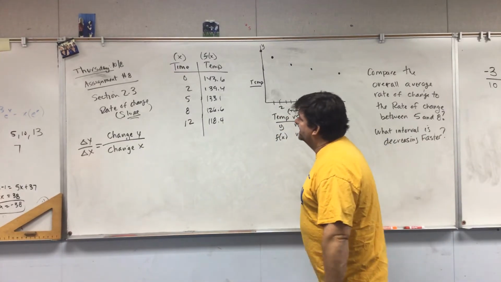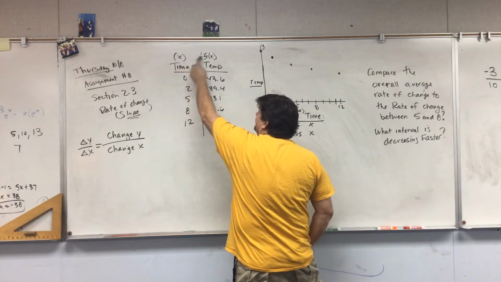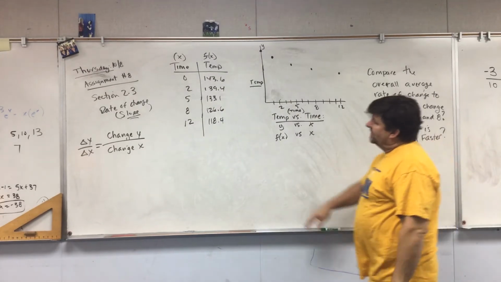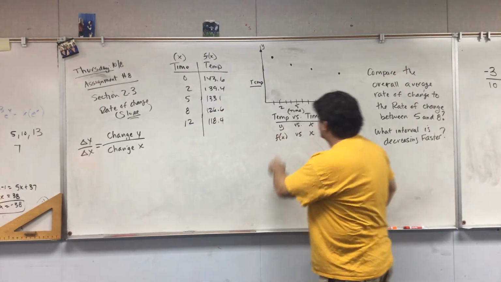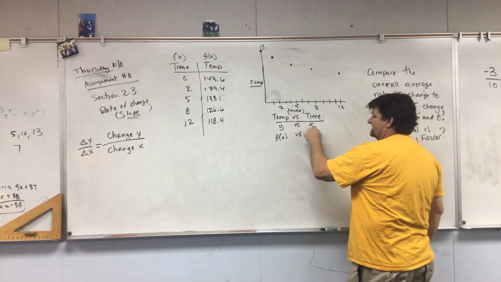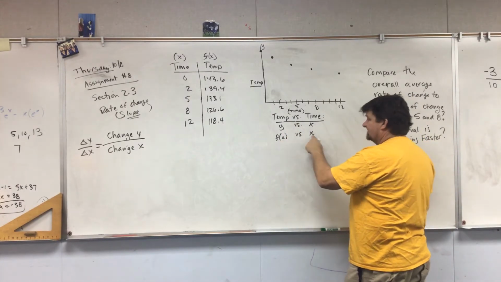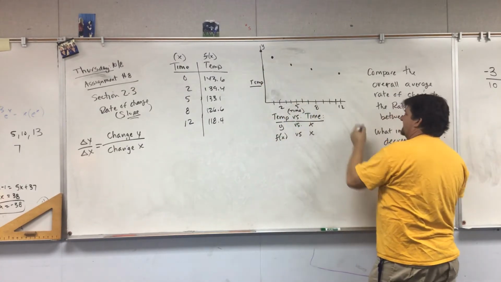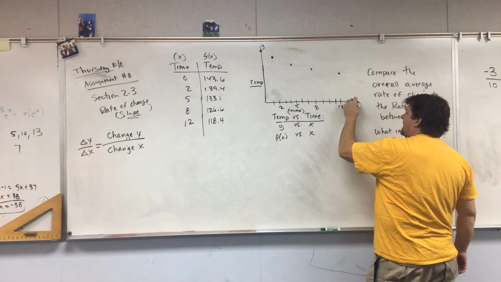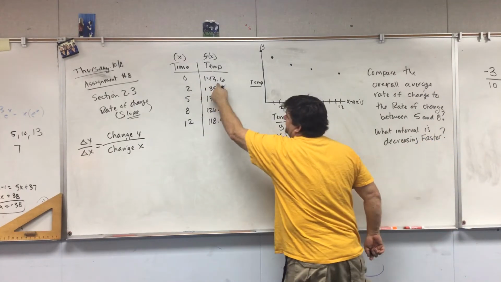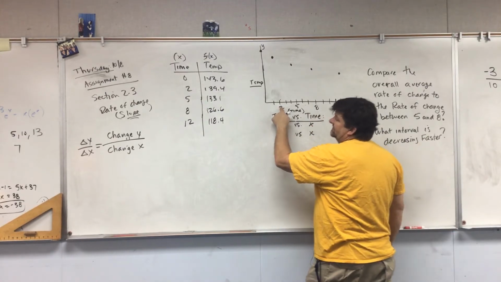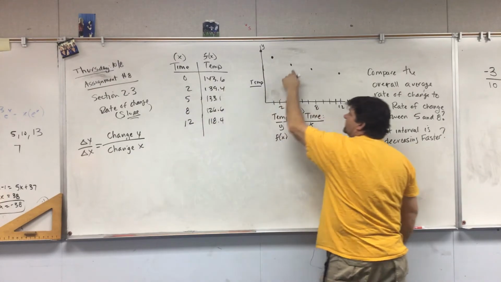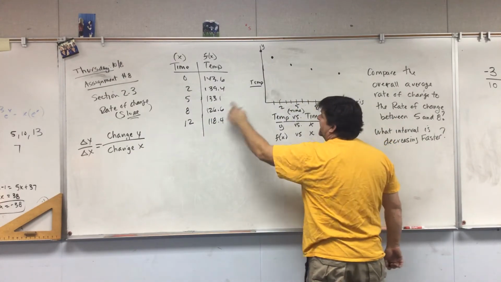So basically what I did here is I gave you an input-output table, x, f of x. Don't forget f of x is the same as the y. Okay, so it's time versus temperature, meaning temperature is this way, time is this way. Time's always on the x-axis, guys. Okay? And all I did was say, okay, I input 0, I get 143.6. I input 2, I get 139.4. I input 5, I get 133.1. And I went all the way across.